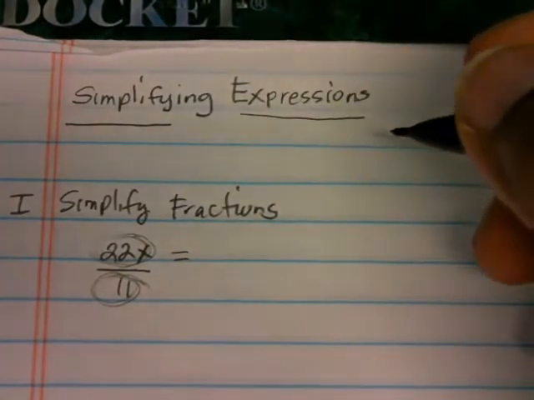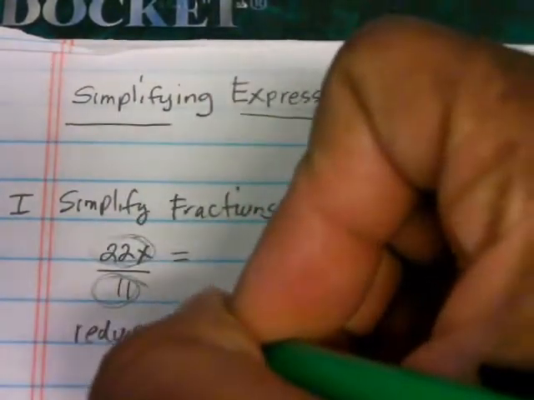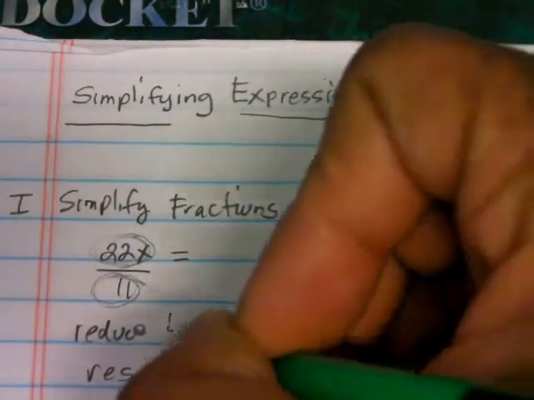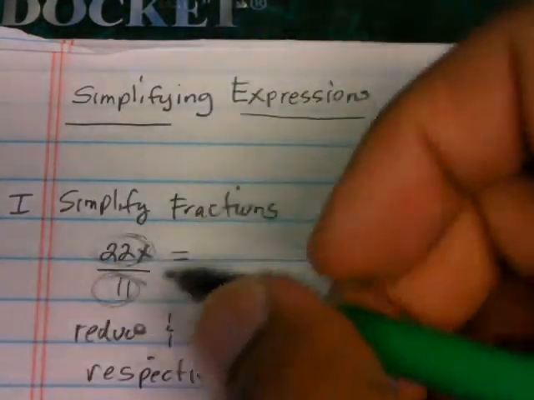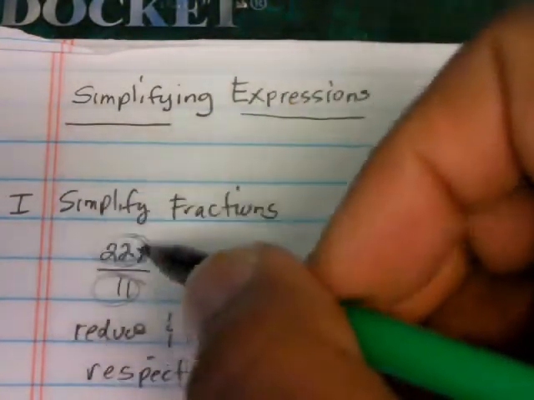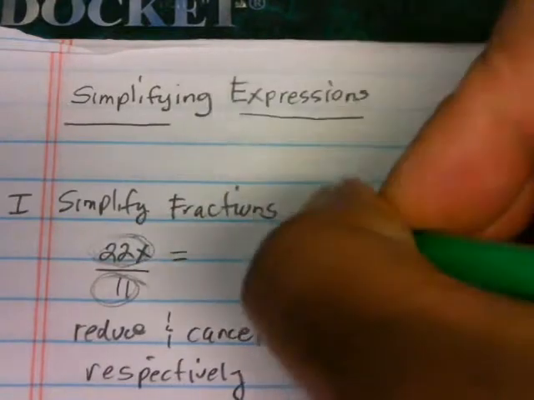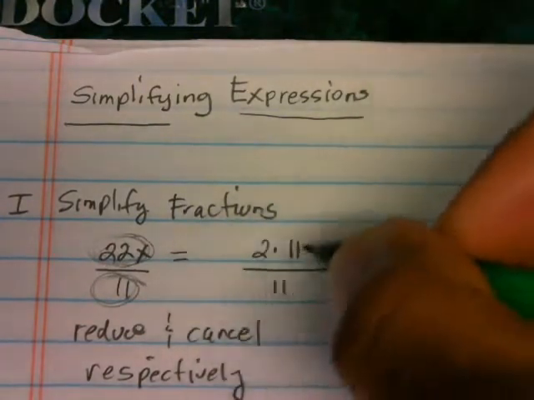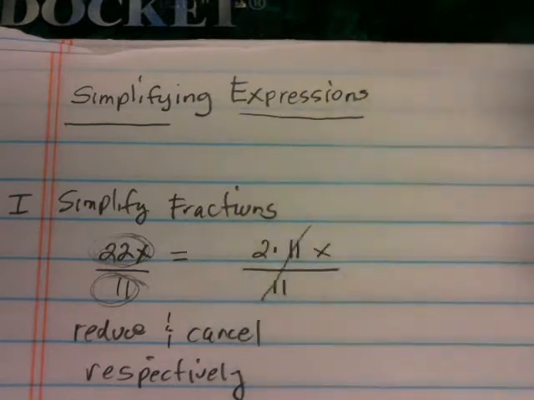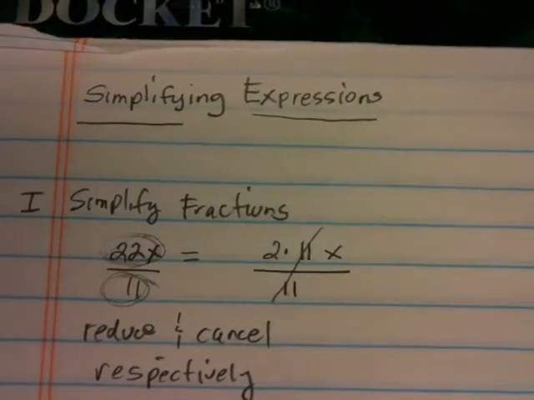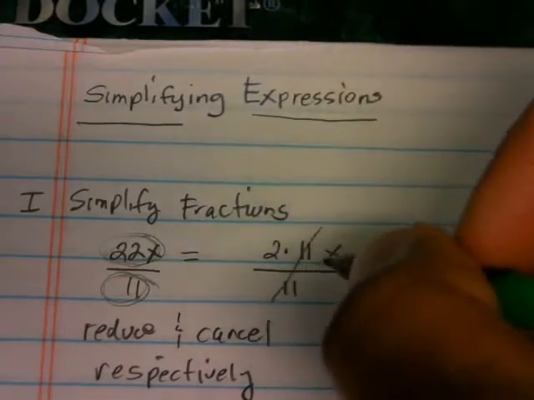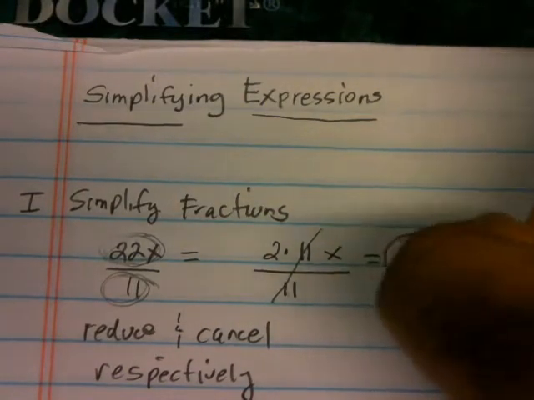In reducing this fractional expression, again, reduce and cancel, respectively. Just something simple for you all to remember. So again, we find out what factors we can identify in the numerator as well as the denominator, and we know that 2 times 11 represents 22 as factors, and we have 11 in the denominator. We cancel like factors. We cancel out like factors or like terms when we're having a fractional quotient. So they cancel, so you have 2x left as your answer.